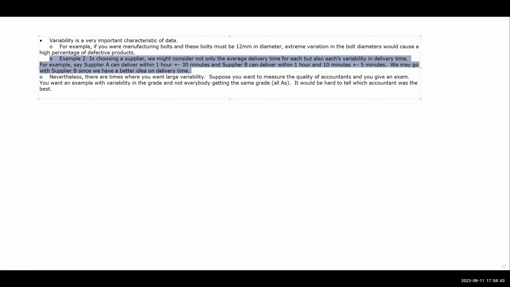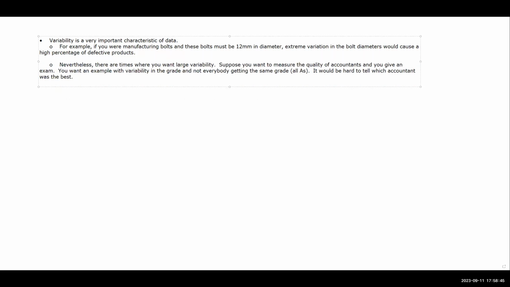Read this one. We didn't talk about the example. Look it up in the notes. Okay.